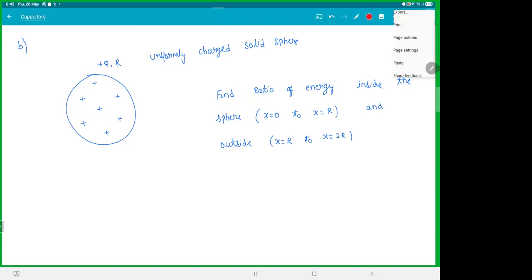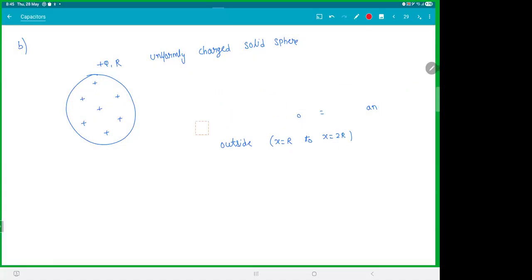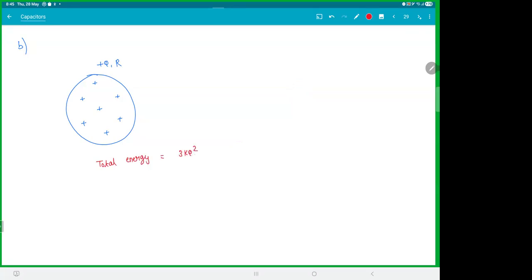Okay, let's see. So the total energy is, if you guys remember the formula, 3kq square by 5r. Remember this? This is the self energy of a solid sphere. You should remember your results.